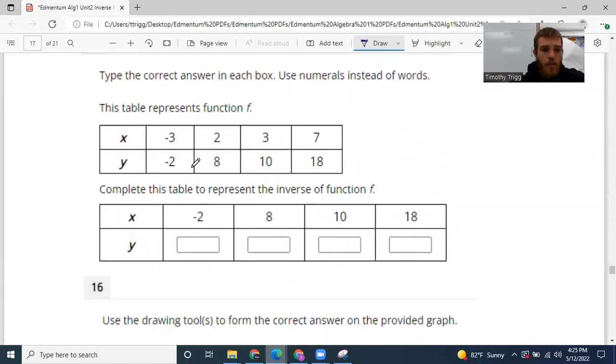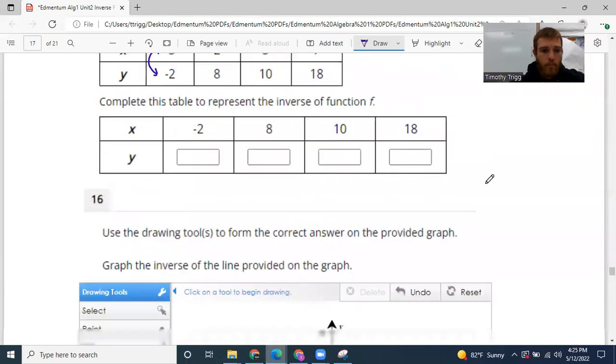Okay, so this one's pretty straightforward. Don't forget, for the inverse function, you flip the positions of the x and y for each coordinate point.